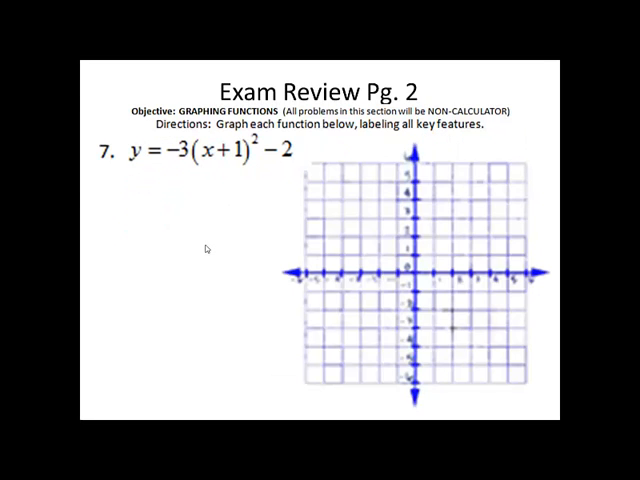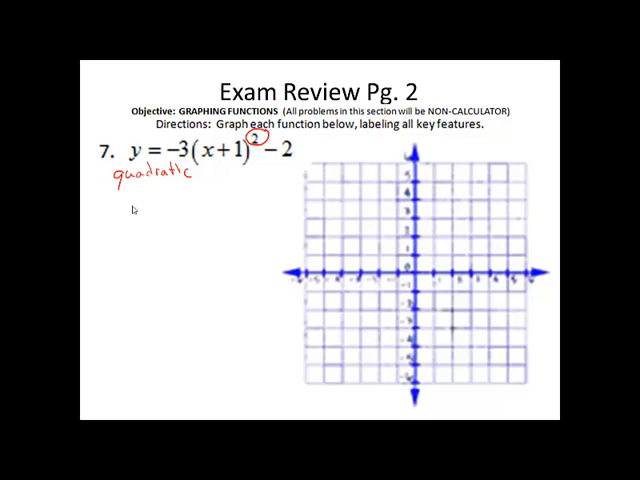Number 7. So we've looked at linear, we've looked at absolute value, we've just looked at exponential. Now we're looking at something called a quadratic. What makes this a quadratic is our 2 in the exponent right there. Don't get quadratic mixed up with exponential. The quadratic has the number 2 in the exponent. The exponential has the x in the exponent.